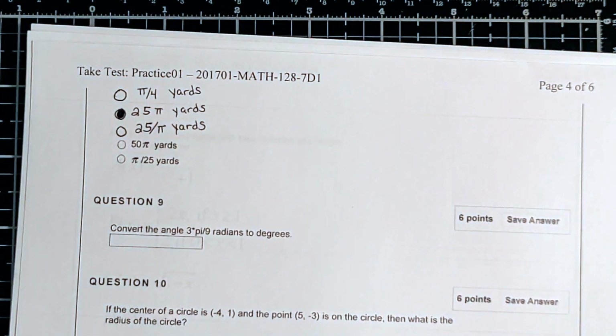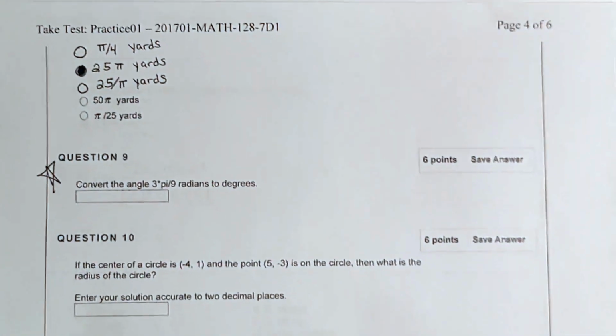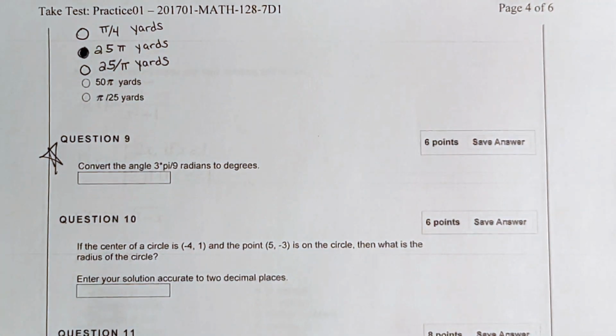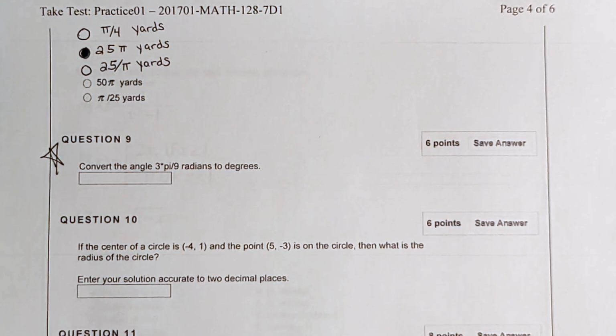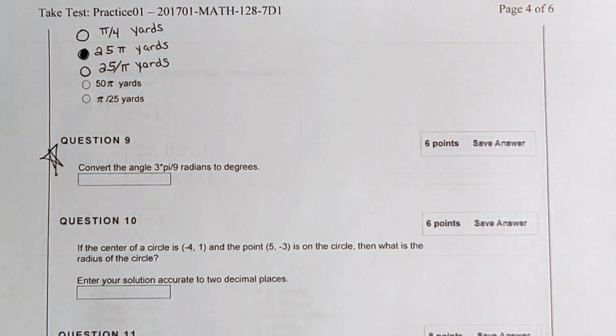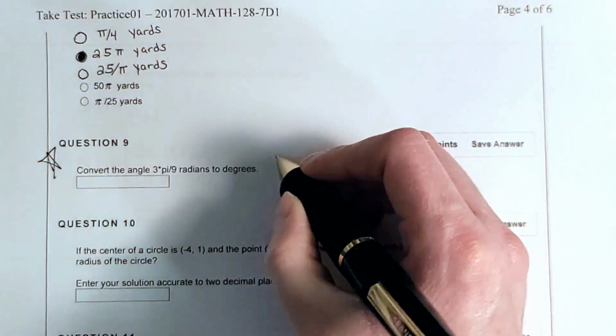Alright, question number 9. Convert the angle 3 pi divided by 9 radians to degrees. I can pretty much guarantee you will have some kind of conversion on your test. If you know the formula, it's really not bad. So your formula is 180 over pi, or it's pi over 180. Just make sure the 2 pi's are diagonal so they cancel each other out.